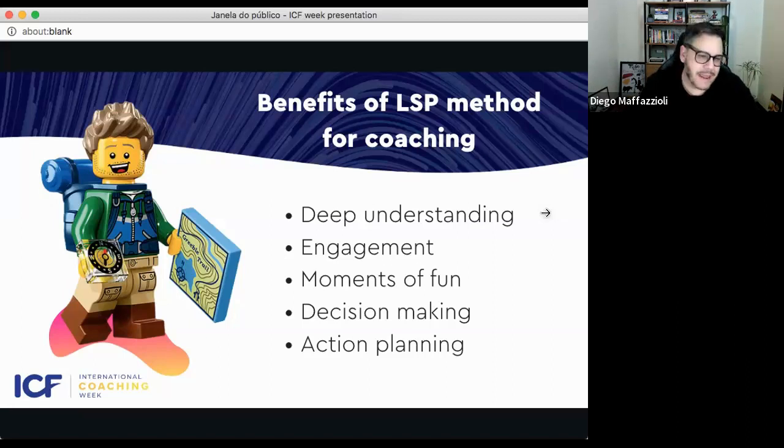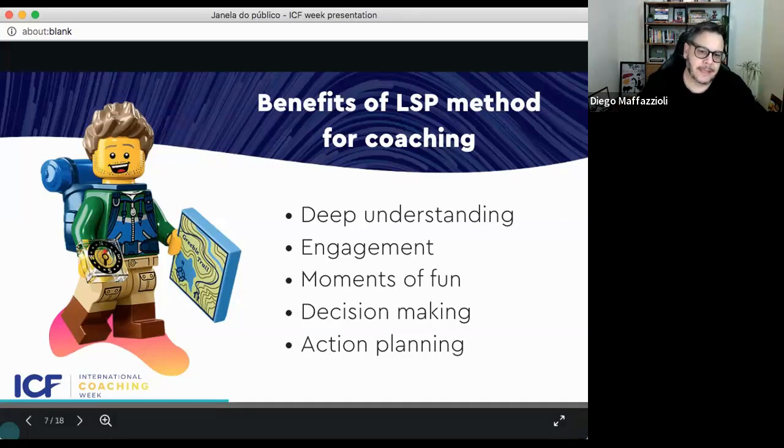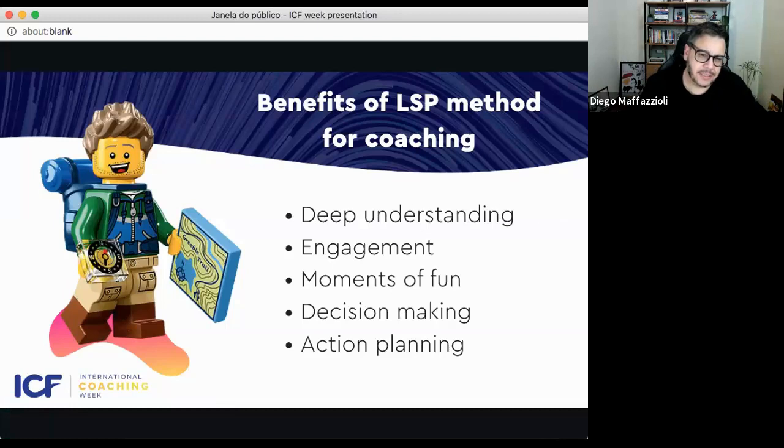Fourth, decision making. Well, decision making here is easier as a process, because when you use Lego bricks, we can uncover things, and when we see things better, we can make better decisions.